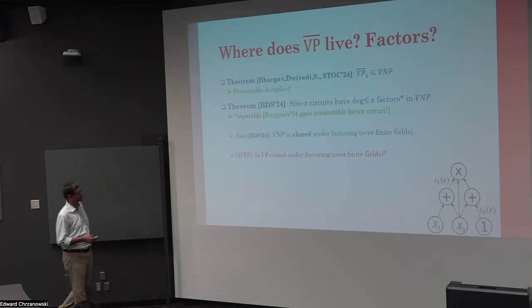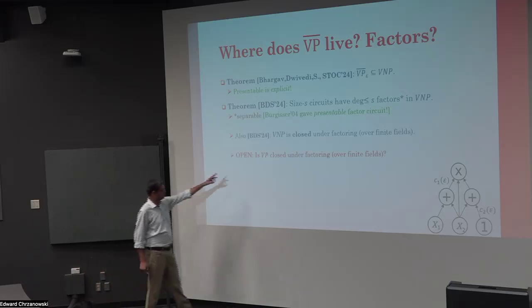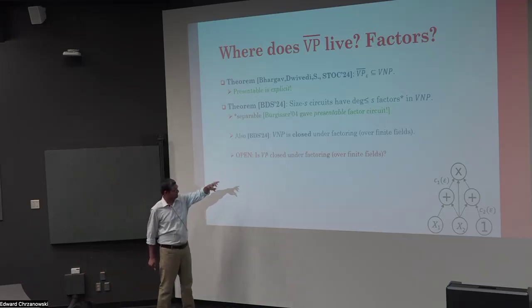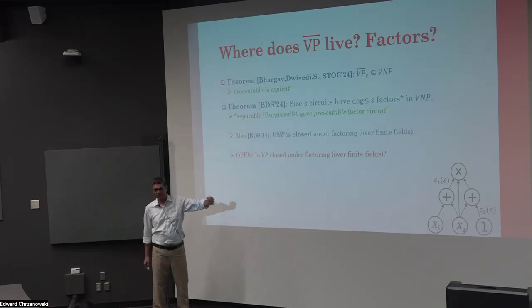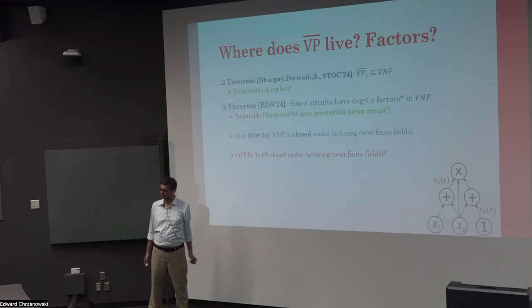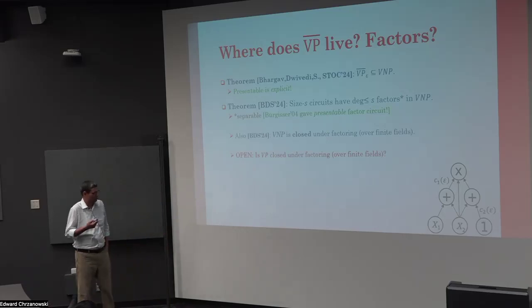Okay, and the reason why VP is still open: we don't know whether practical circuits over finite fields have practical factors. That is still open. But the previous result tells you that the practical circuits over finite fields have only explicit factors. So they can't be non-explicit.